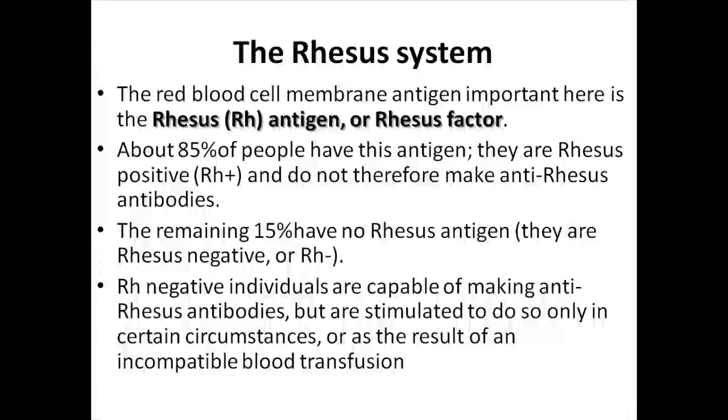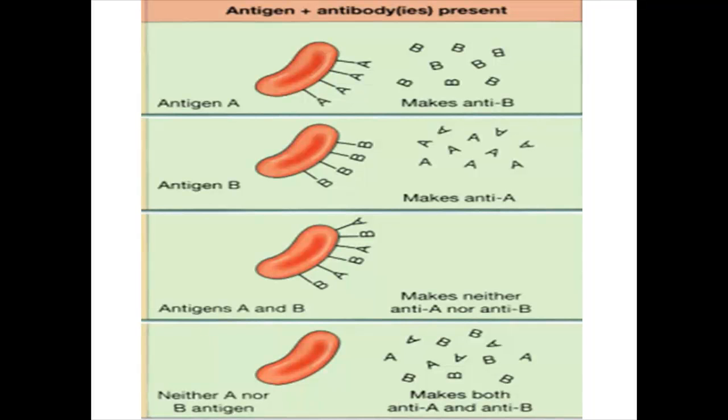So this is all we have on the ABO system and Rh, and this is all we are supposed to know. In the next session we'll see the cellular content.